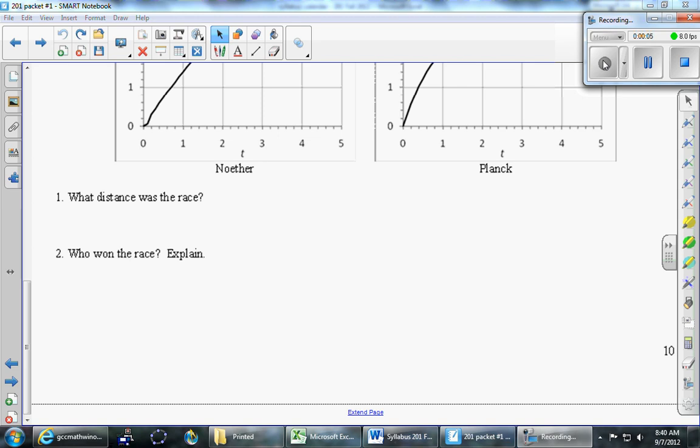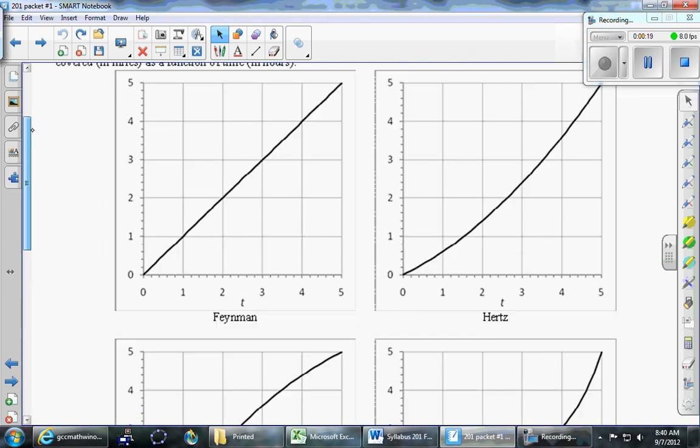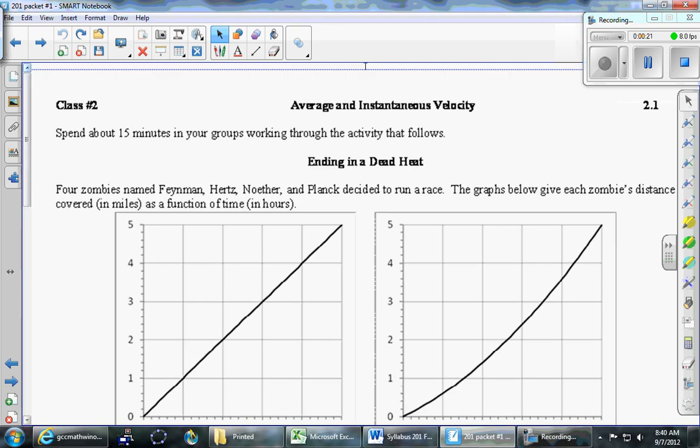If you guys could open to the big packet, page number 10. We'll start there. I'll talk about the homework and where it's supposed to go, and I'll talk about the green folders, but I think there's a couple of people that just aren't here quite yet, so we'll wait a few minutes on that. But on page 10, we're going to spend a little bit of time on this activity. It says about 15 minutes.